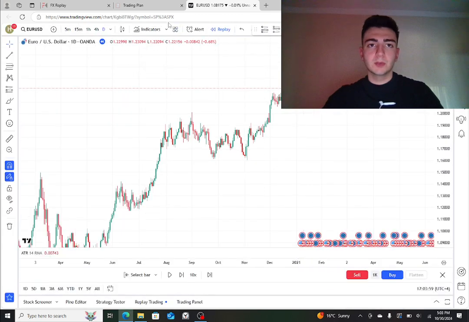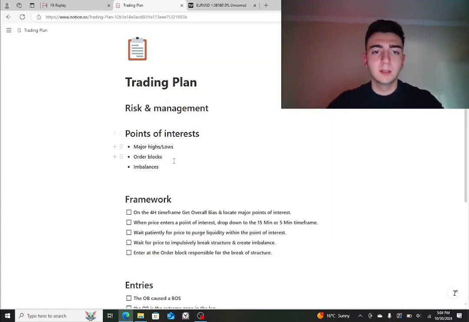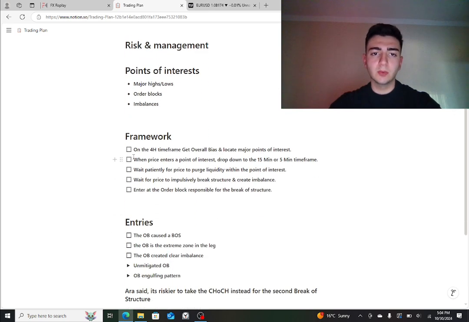So let's just go to Notion. There's Notion to refine my trading plan. Starting off with points of interest, I look at major highs and lows, also order blocks, imbalances, in case they will be filled, and then on the 15-minute time frame we will see a framework. Going to the framework, we can go either on the 4-hour or the daily. We just need an overall bias.